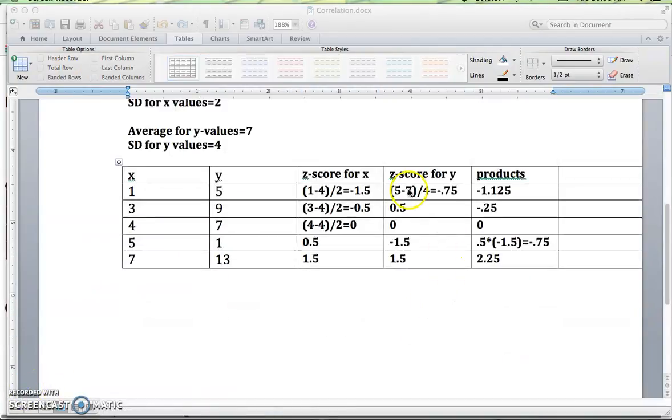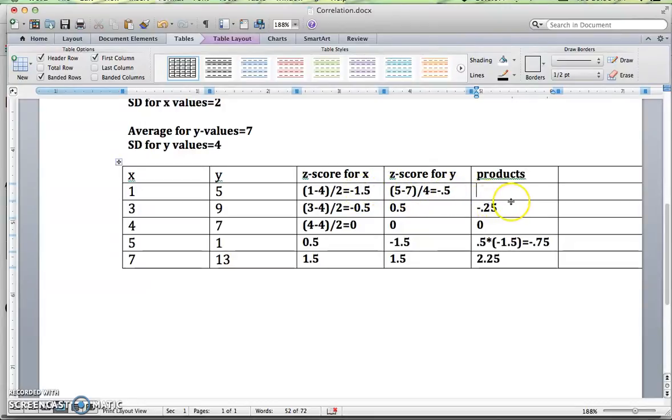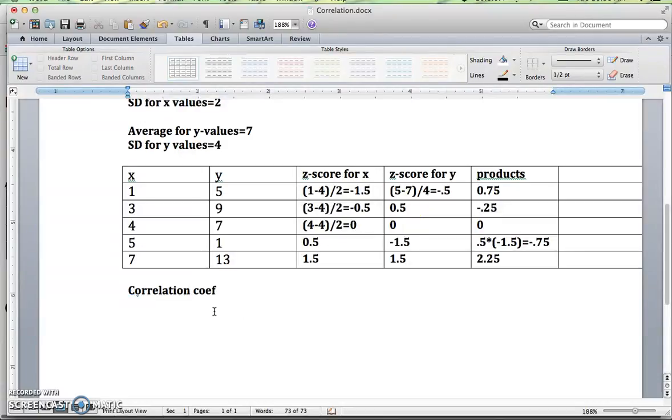Actually, I just realized I made a mistake here. 5 minus 7 is negative 2. Divided by 4 is actually negative 0.5, not negative 0.75. So that means this is going to be, sorry about that, negative 1.5 times negative 0.5. So that's positive 0.75. There we go. So the last step for this is the correlation coefficient is found by taking the average of this final column here, the column of products. So in other words, you add all these and divide by 5.